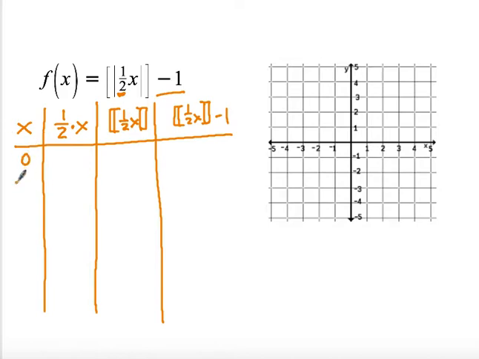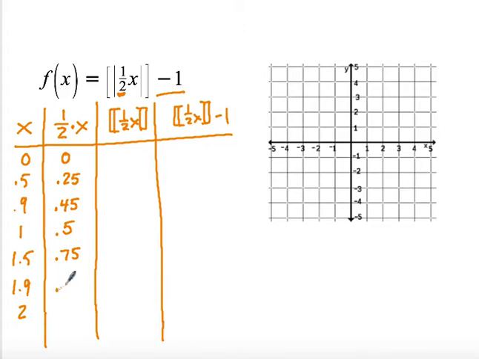So again, I'm going to go ahead and pick those same generic values, 1.5, 1.9, 2, just to see what's happening. So this time, I'm going to multiply each of those by a half first. So 0 times a half is 0. I'm going to have 0.25. 0.9 gives me 0.45. 1 gives me 0.5. 1.5 is going to give me 0.75.